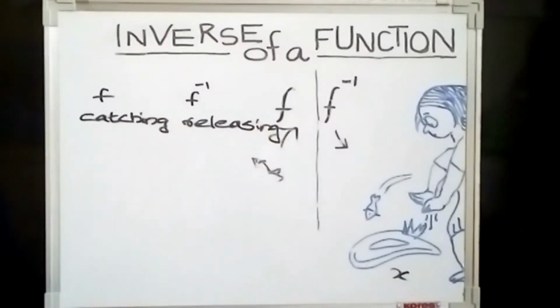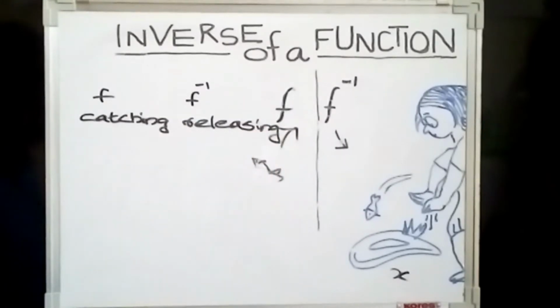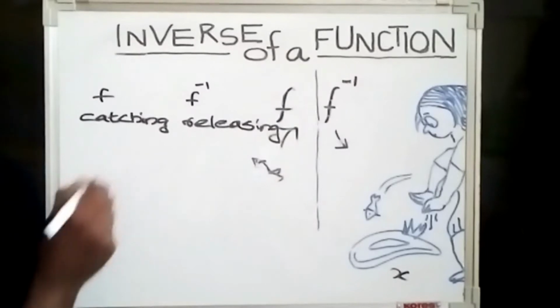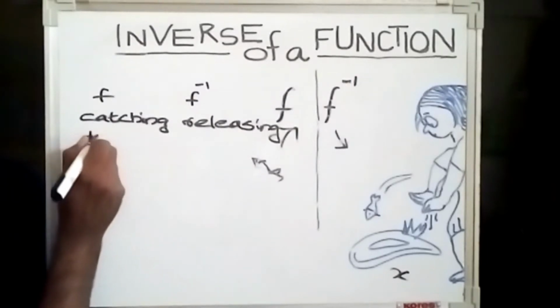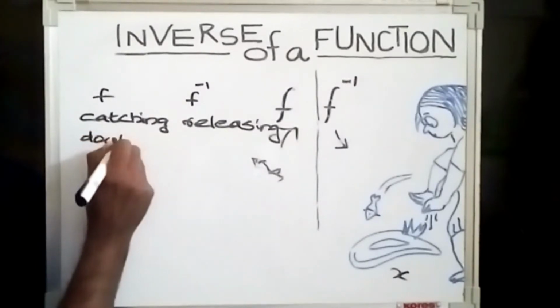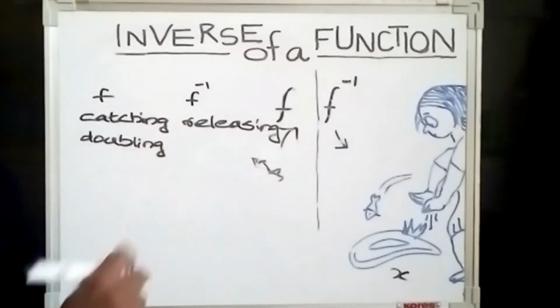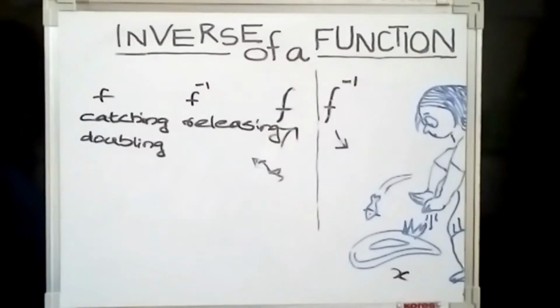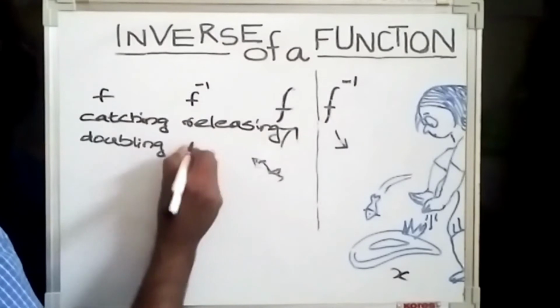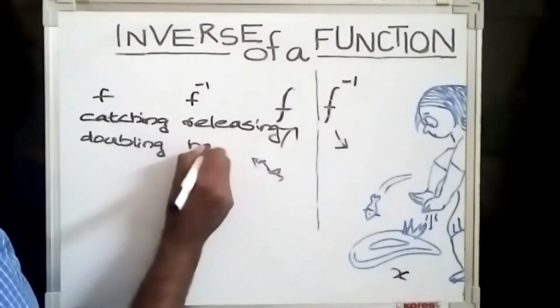And if f is doubling something, what is the reverse activity? The reverse activity of doubling is nothing but halving it, making it half. f inverse is halving.